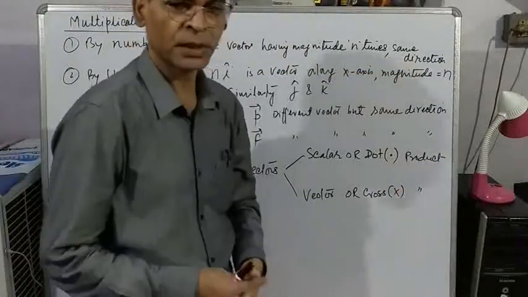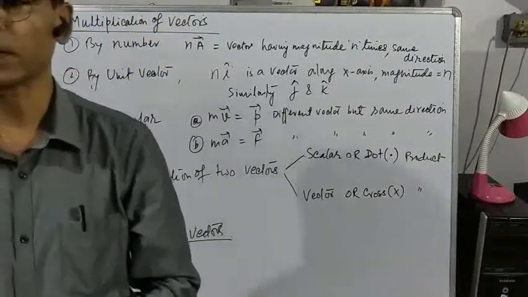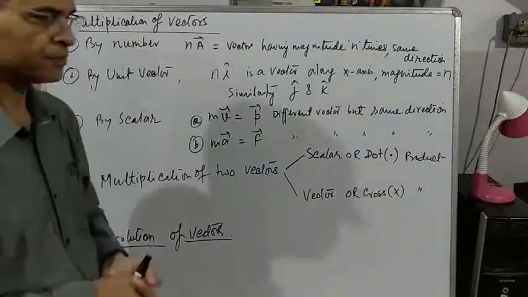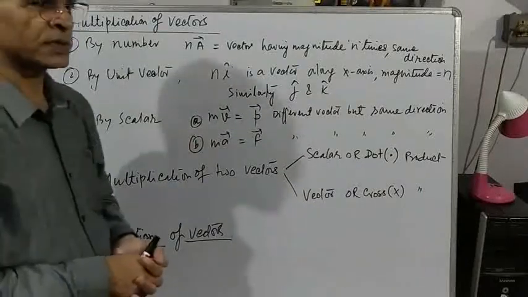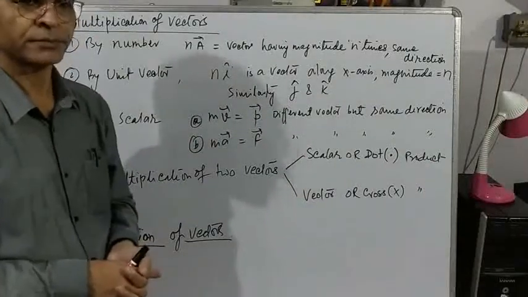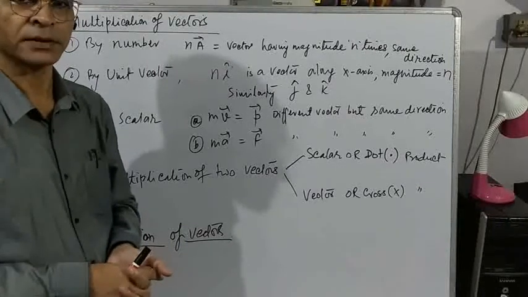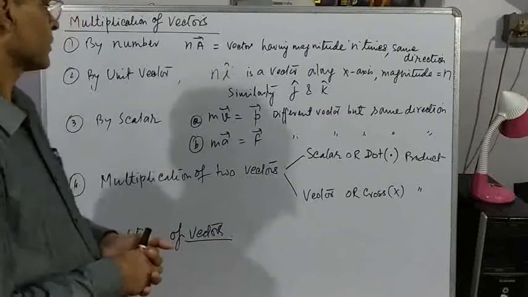For example, a force of 10 Newton in some direction, for example the x-axis. Now this force is multiplied 3 times. Then the force will become 30 Newton in the same direction, that is the x-axis.